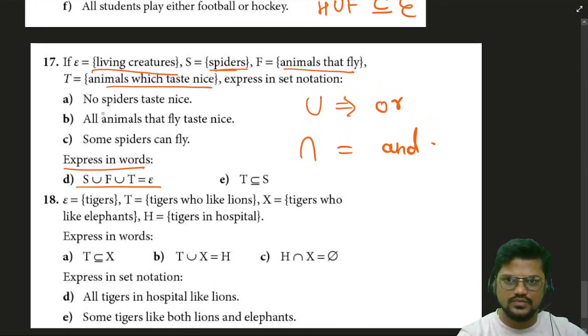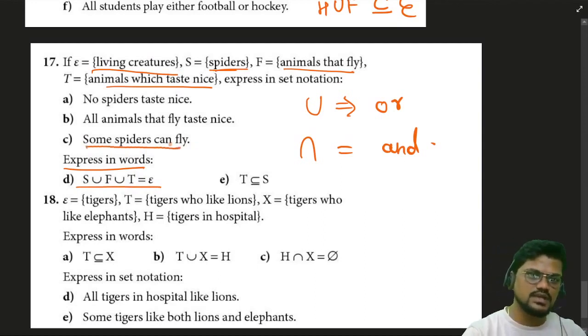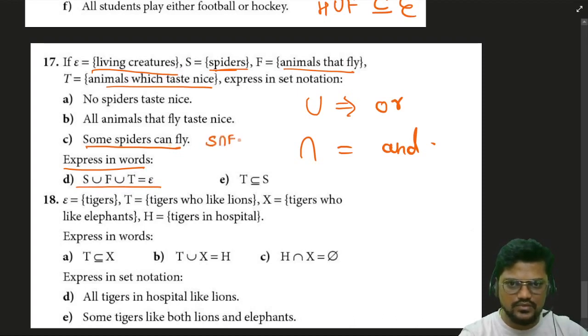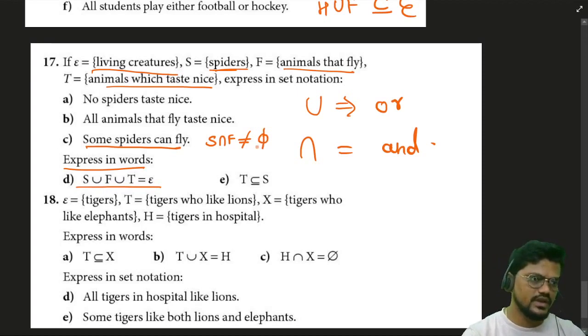Now, what is this? If this is given, express in words. Some spiders can fly. That means S intersection F is not an empty set. Fine.